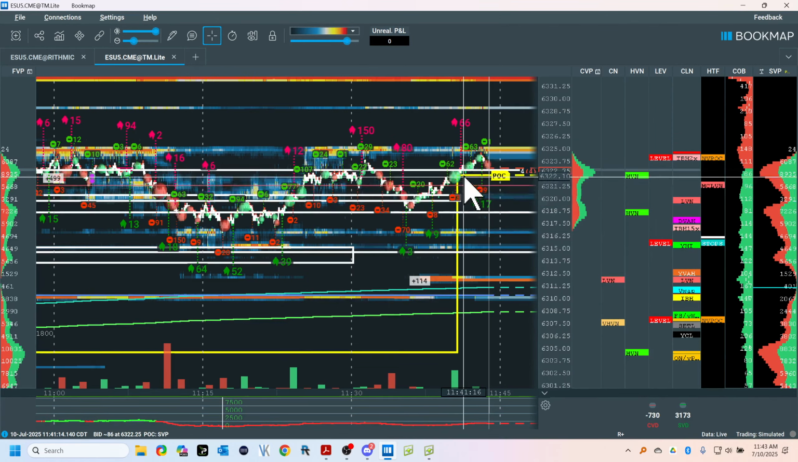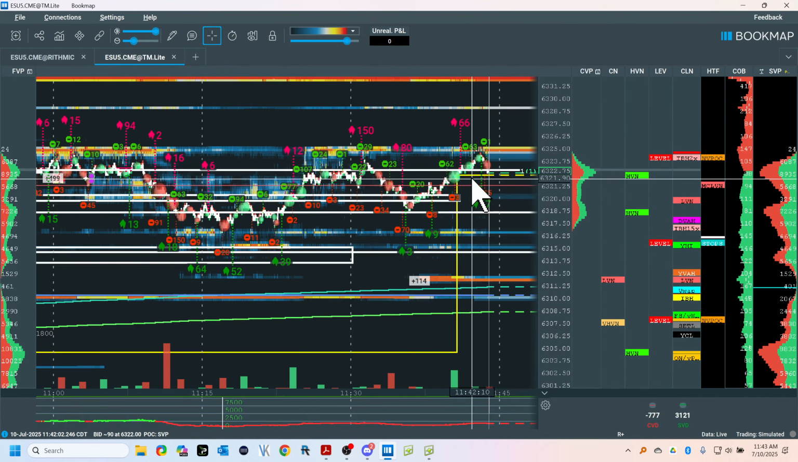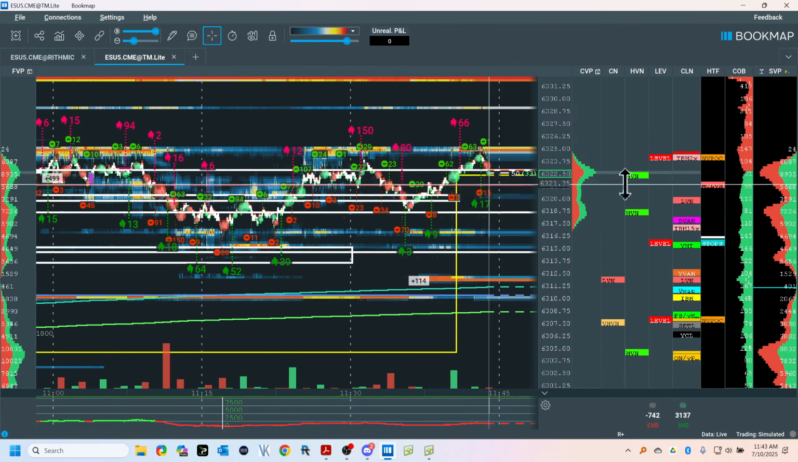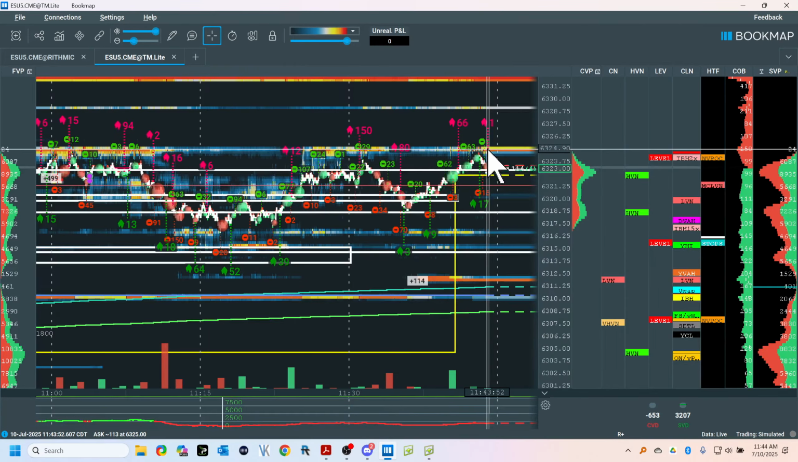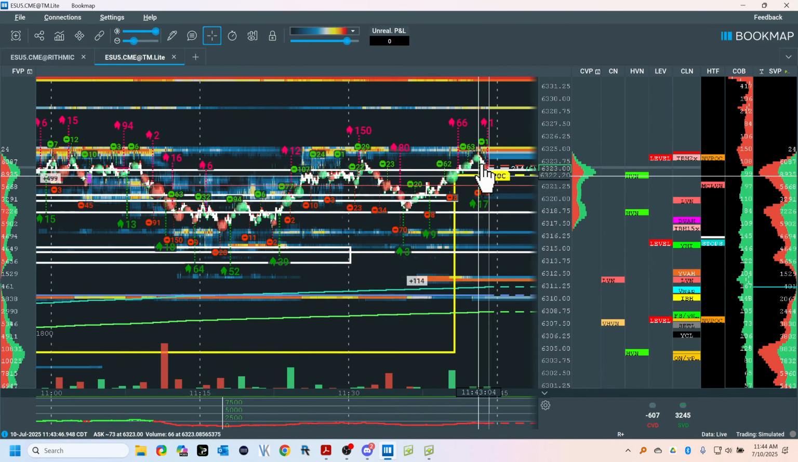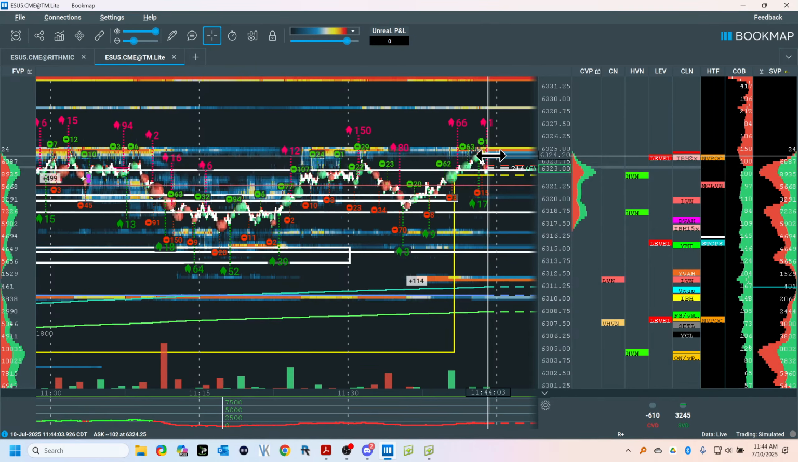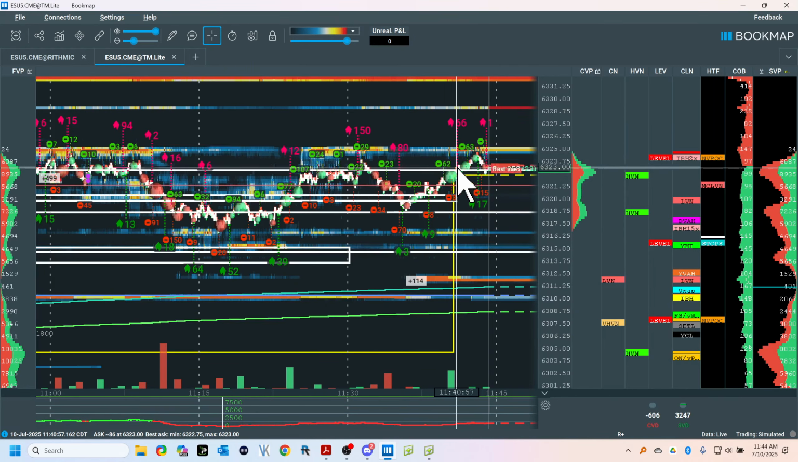Now this moves up. This is called VPOC migration. So this is the new retail price. This is the previous retail price last time we were up here. And where's my sellers again? Notice where they are. Can you see how you can start putting pieces together? Now, does that make this a short? No. What does it say?